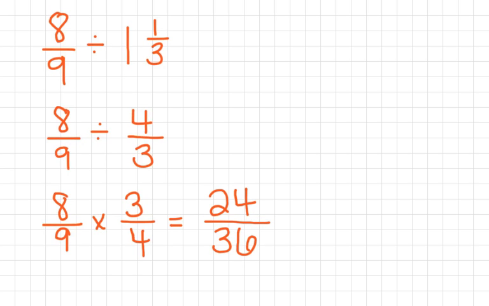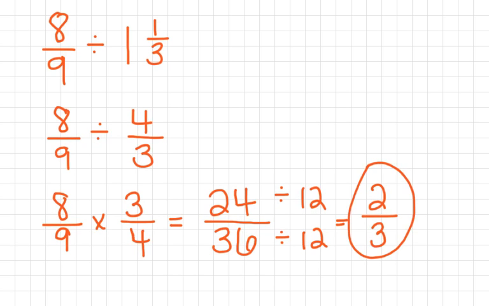So I can reduce that. I can divide both of these by 12. 24 divided by 12 is 2. 36 divided by 12 is 3. So my final answer would be 2/3.